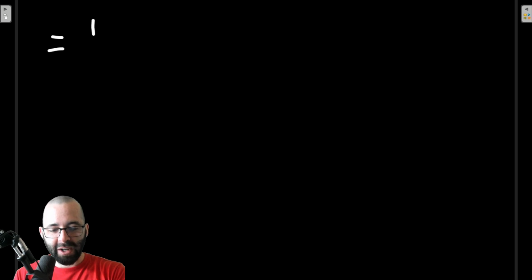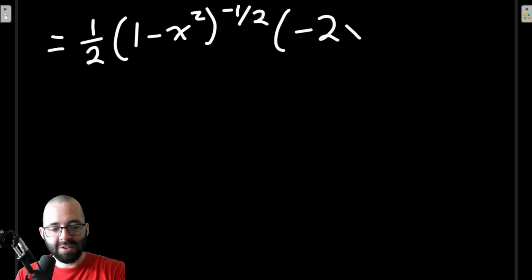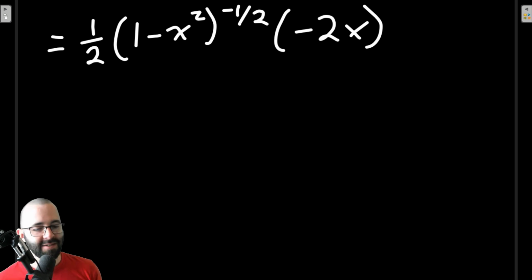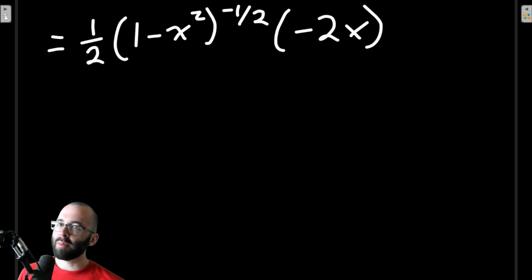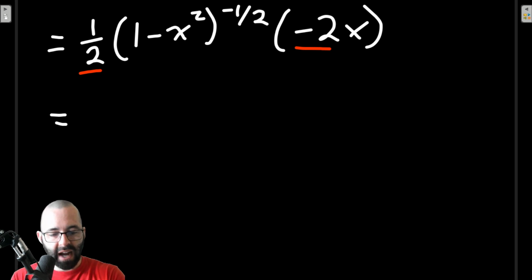So what are we left with? We are left with 1/2 times 1 minus x squared raised to the negative half power times the derivative of that inside function, which we said was negative 2x. A little bit more simplifying to be done, and then we'll be good to go. Let's combine this stuff right here. What is 1/2 times negative 2? 1/2 of negative 2 is negative 1. We don't need to write the 1. And then let's put that x in front as well.